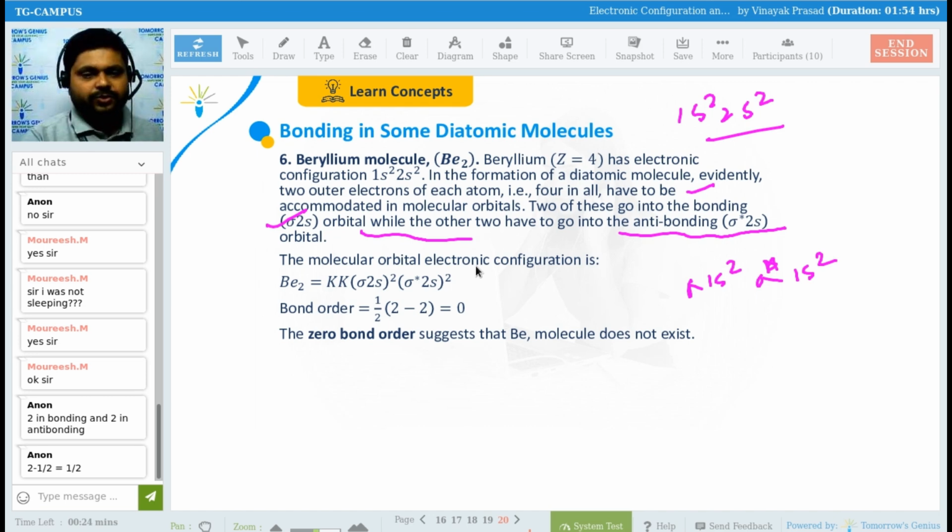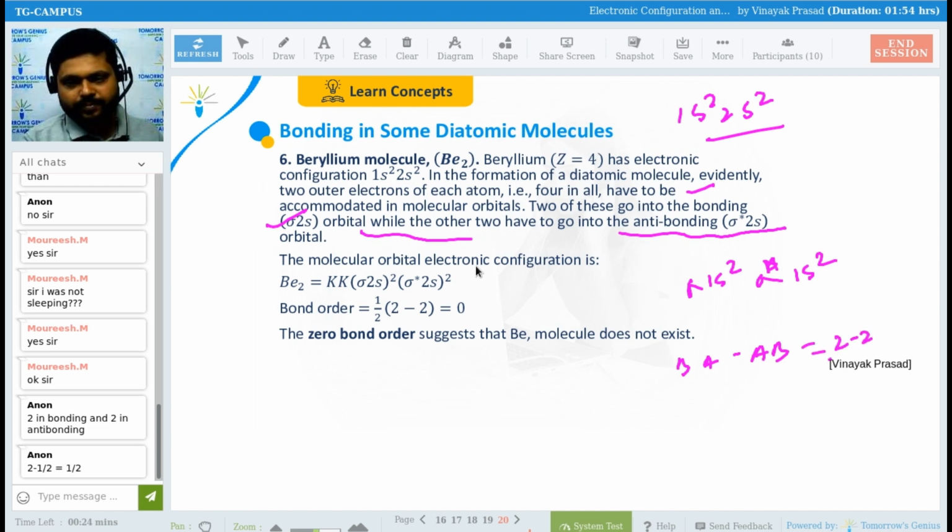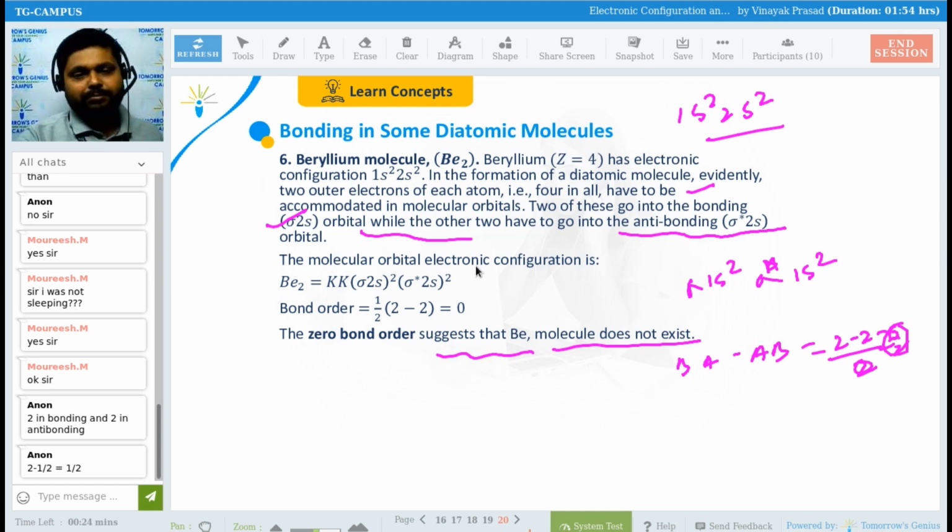Easy? Now, what will be the bond order then? Bond order will be bonding minus anti-bonding, upon 2. 2 minus 2 upon 2, it will be 0. So the Be2 molecule does not exist. Why? You know well that Be2 will not exist, because Be already has completely filled orbitals. It's a kind of duplet, you can say. So Be2 molecules will not be formed.